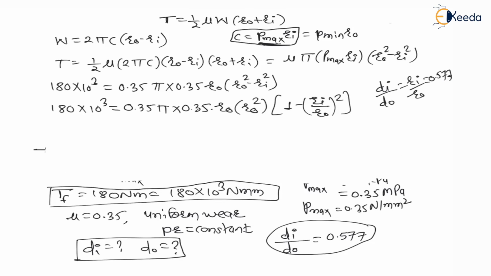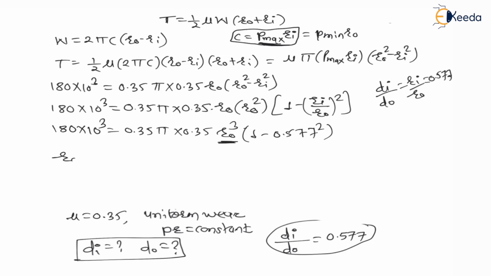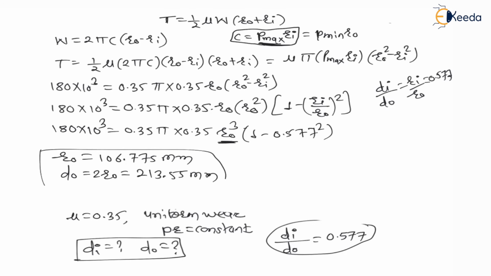Now if I put these values and solve for Ro, let us check here. 180 into 10 to the power 3 is equal to 0.35 pi into 0.35 Ro cube into (1 minus 0.577 square). Now in this equation, my dear students, only Ro is unknown, and it is very simple school level mathematics. If I solve for Ro, you will find 106.775 mm. Therefore Do, the outside diameter, will be twice the outside radius, which is 213.55 mm. This will be the outside diameter.